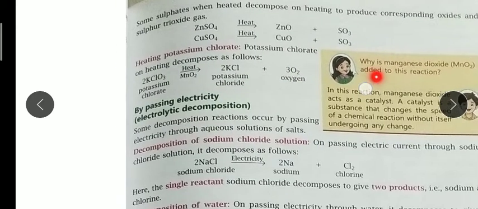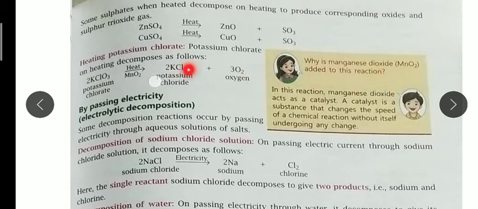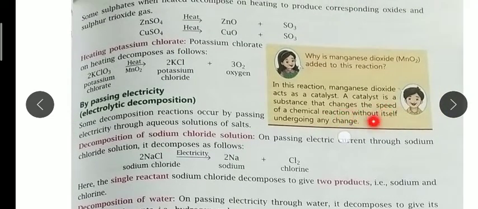Now why is manganese dioxide, MnO2, added to this potassium chlorate reaction? Because here MnO2 acts as a catalyst. So what is a catalyst? A catalyst is a substance which changes the speed of a chemical reaction, but it does not undergo any change, it does not participate in the chemical reaction, it only increases the rate of the chemical reaction. So that's why. It is a give-reason type of question.